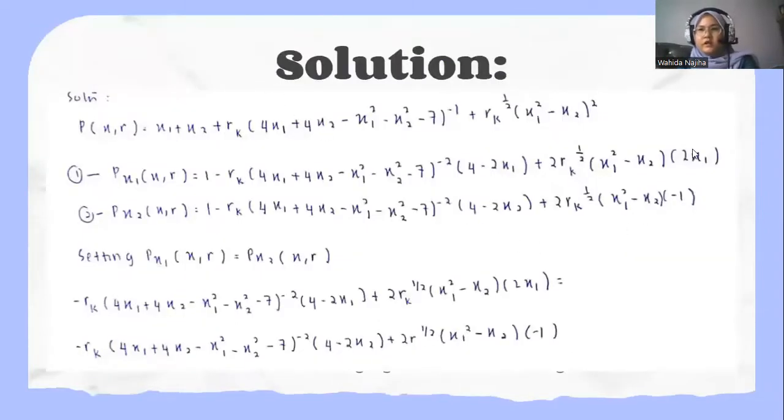Okay, the solution is first we need to find P(x, r). The x1 plus x2 is coming from the function, where the rk is the first constraint and the rk to the power of half is the second constraint. Then we need to differentiate with respect to x1 and x2. After that, we set P x1 of (x, r) equal to P x2 of (x, r).